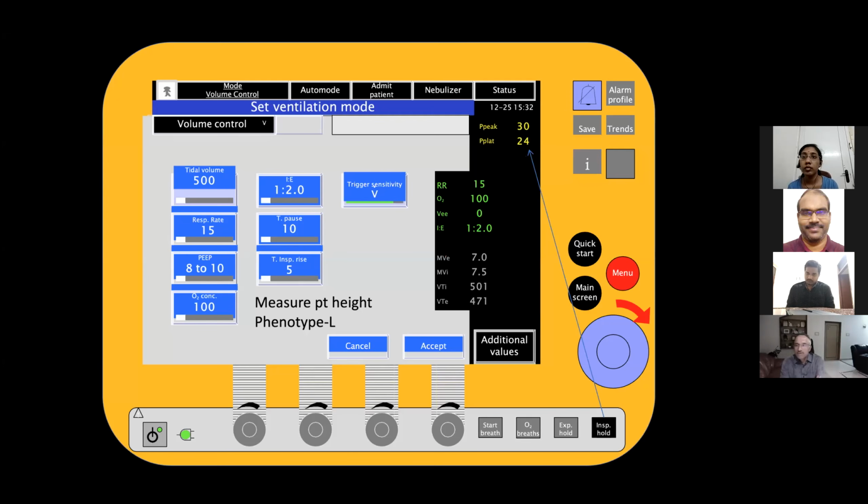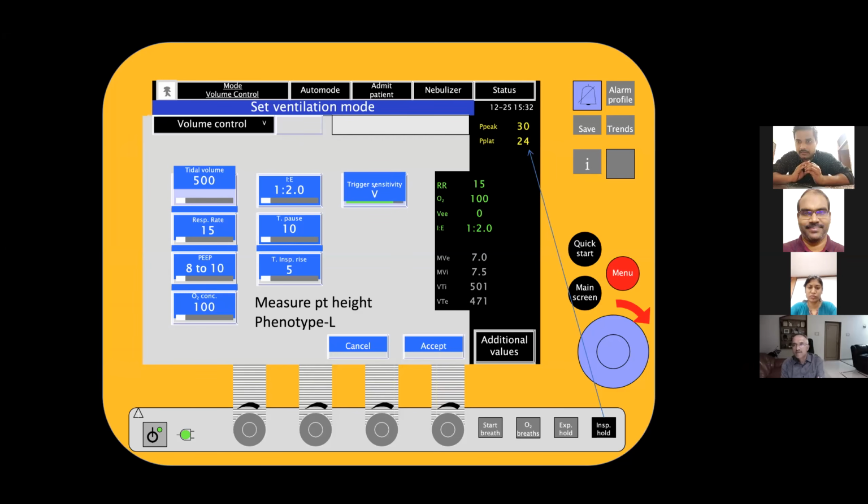See, now we will see what is set in a volume control mode. What do I set in volume control? The tidal volume. Okay. Then tidal volume, respiratory rate, keep the IE ratio. Okay, and respiratory rate. Trigger sensitivity also we have to set.